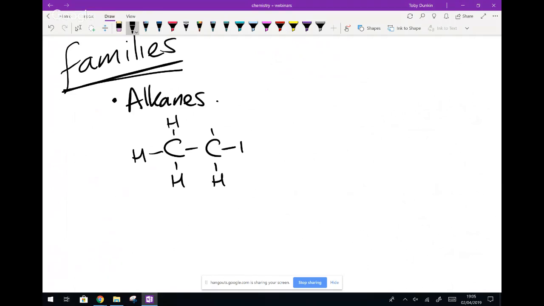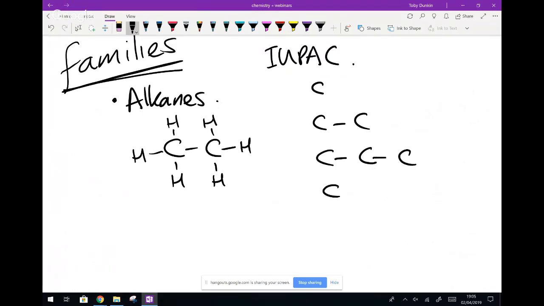And you guys will be getting used to using these names, and how we can apply our IUPAC. And at this point, I drop into the first part of our IUPAC, which is to mention longest chain. And we know that carbon chains can grow in length. And when they grow in length, the name changes.